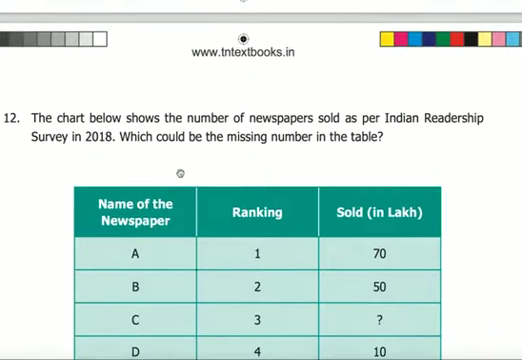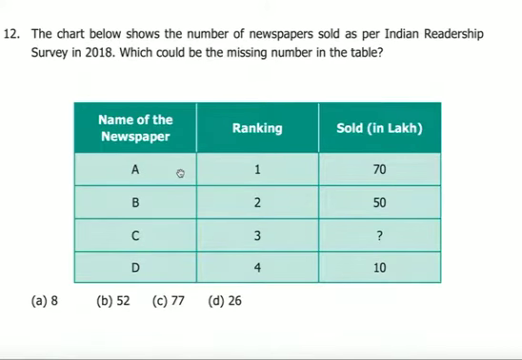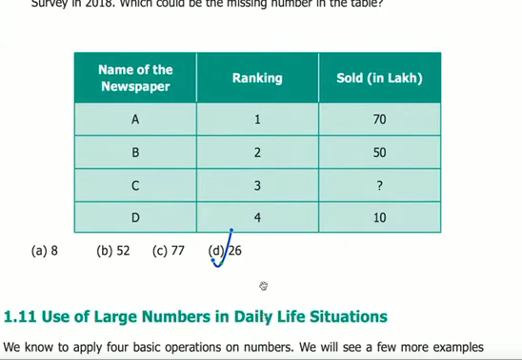The chart below shows the number of newspapers sold as per Indian readership survey in 2018. Which could be the missing number in the table? A, ranking 1, 70. B, ranking 2, 50. C, ranking 3, don't know. D, ranking 4, 10. So C must be between 10 to 50. Right? Cannot be 8. Cannot be 52. Cannot be 77. So only option remaining is 26.